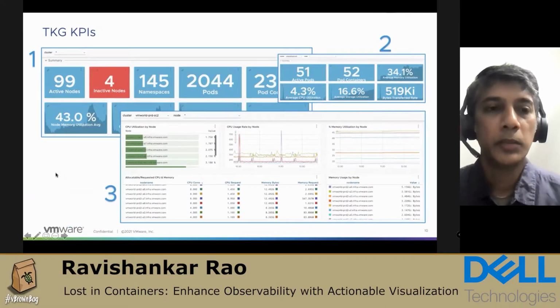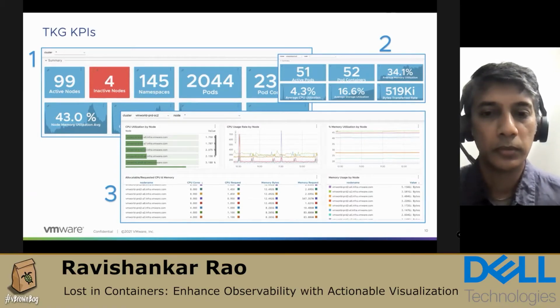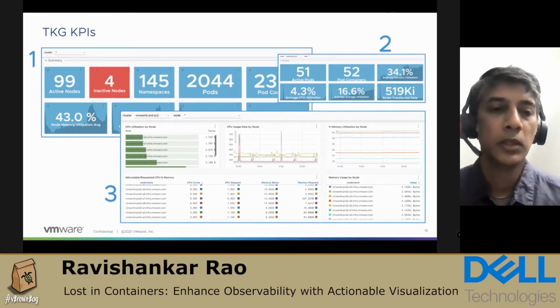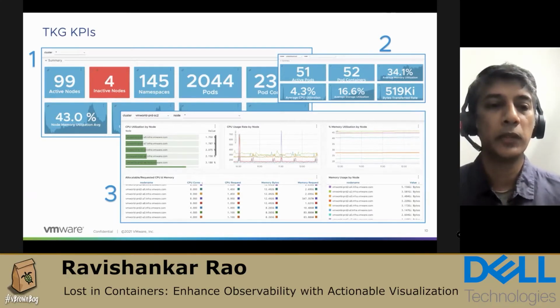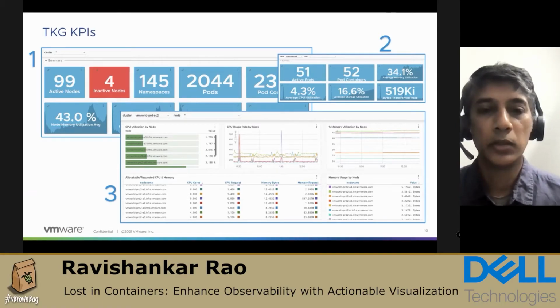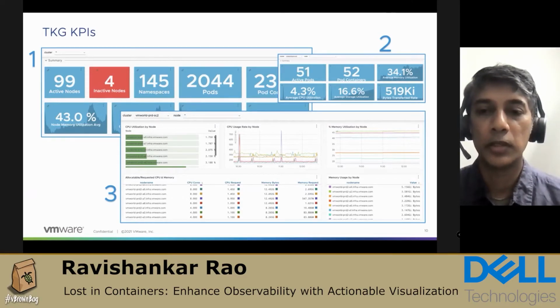There are some more TKG KPIs that we could look at. The platform owner could look at the entire TKG or the entire container ecosystem. I want to see overall how many active nodes I have, how many nodes are down, what is my total memory utilization, how many pods do I have. These are numbers that are generally asked by either senior management or exec management, or you would have to report this on a daily basis.